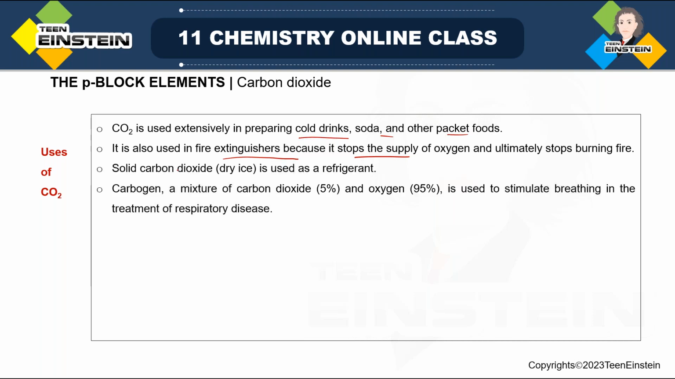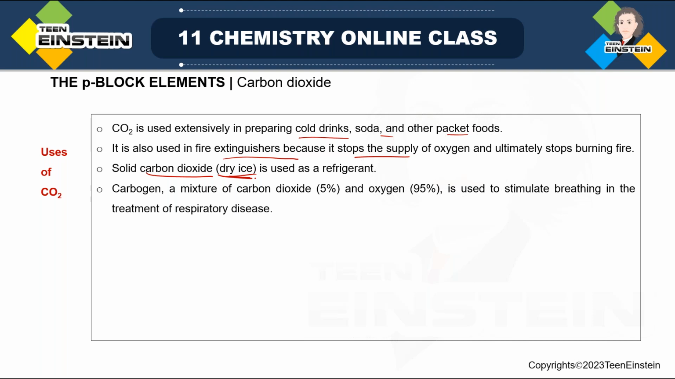Then solid carbon dioxide, obviously at a very low temperature, is also known as dry ice. It is used as a refrigerant. Dry ice is stable only at low temperature, but if you keep it at normal temperature, it will no longer be in dry solid form. So why is it dry ice? Because if you consider normal ice, when it is melting, it will convert to water, liquid form.